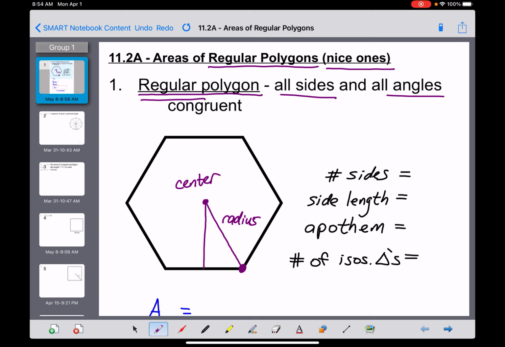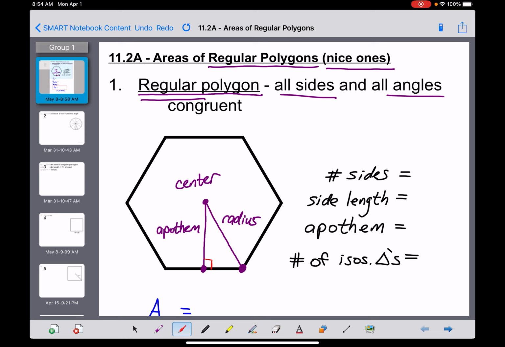And then this other segment we're going to be talking about today is a brand new word that I'm fairly certain you guys have never heard of before. If I were to drop an altitude from my center right down to the midpoint of one of the sides, that is a goofy word here, guys, called an apothem, or apothem. I've heard geometry teachers pronounce that both ways. Either one of them would be fine. I generally say apothem. The apothem is the segment that goes from the center of your regular polygon to the midpoint of any one of the sides.